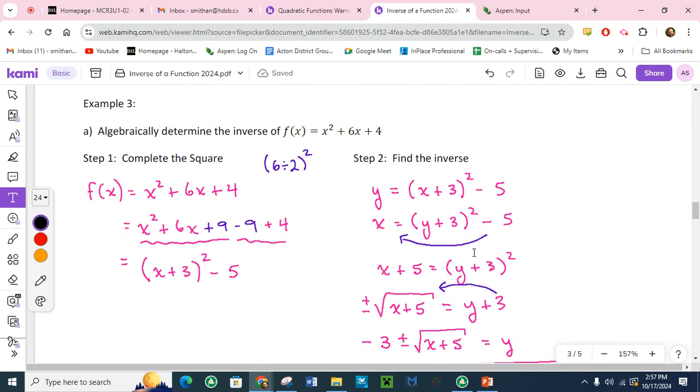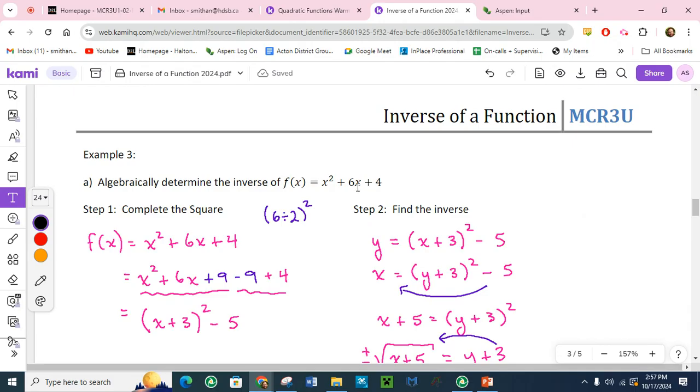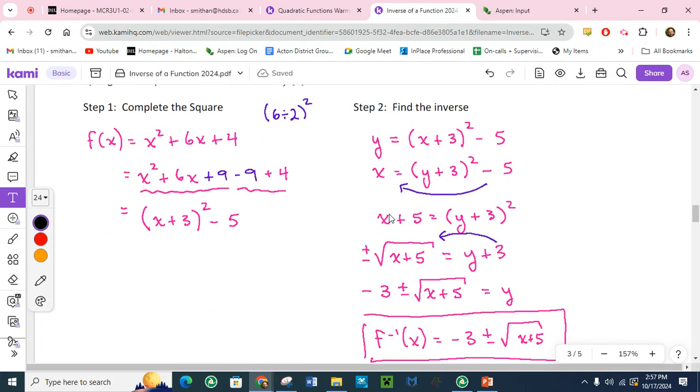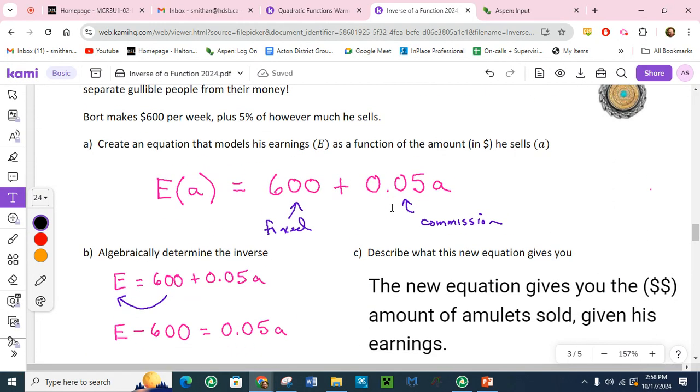I also would expect you to find the inverse of a function in standard form when the A value is 1. I promise I won't make you do this if the A value is not 1. Okay? And then I'd expect that, if I gave you a simple equation based on real life, you could find the inverse using algebra as well. Anything you guys want to chat about?